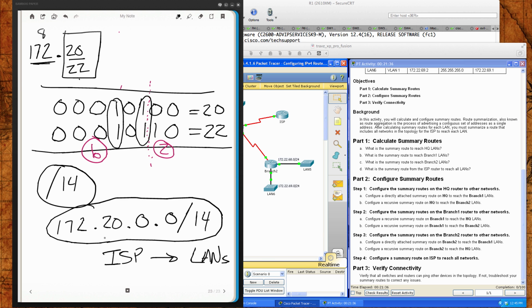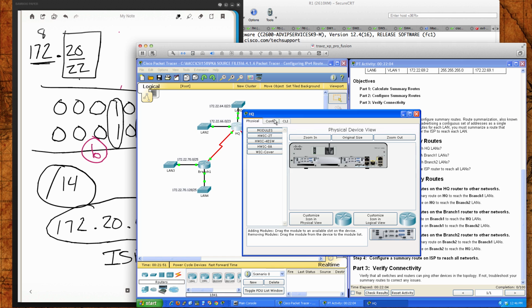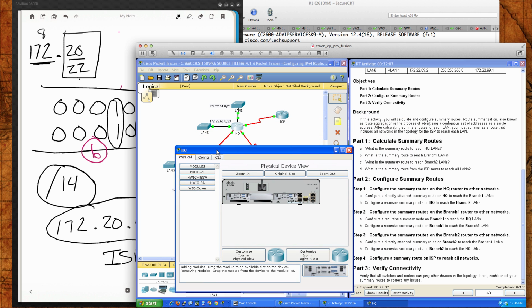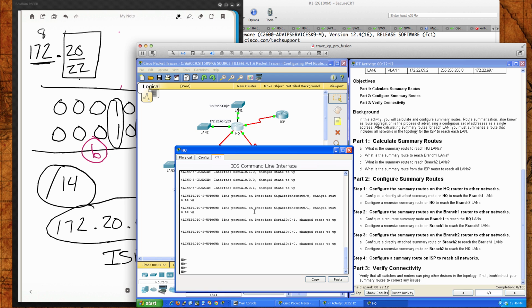Okay, so I think what we're going to do now is we've got some configuration ahead of us here. So let's take a look at part 2, configure summary routes. Configure the summary routes on the headquarters router to all other networks. We need to configure a directly attached summary route on HQ to reach the branch 1 LANs, right? And so again, this is asking for directly attached, and that indicates to us, hey, it's going to be an interface on this router.